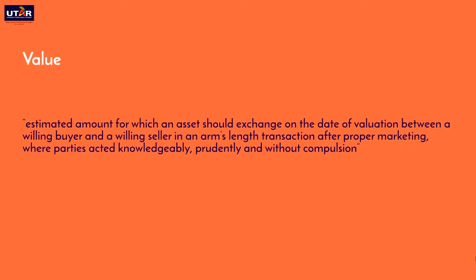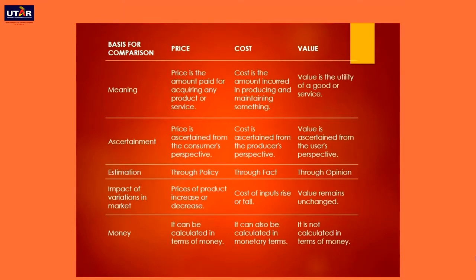So, how are these three, price, cost, and value, related? For the basis of comparison, in terms of definition, price is the amount paid for acquiring any product or service, while cost is the amount incurred in producing and maintaining something, while value is the utility of a good or service. And in terms of ascertainment, price is ascertained from the consumer perspective, while cost is ascertained from the producer perspective, while value is ascertained from the user's perspective.